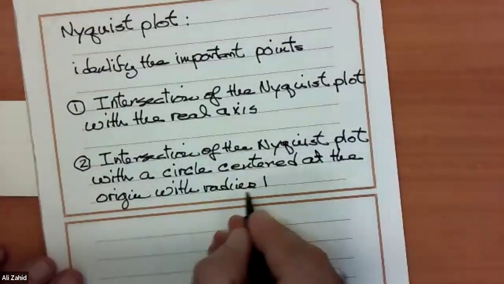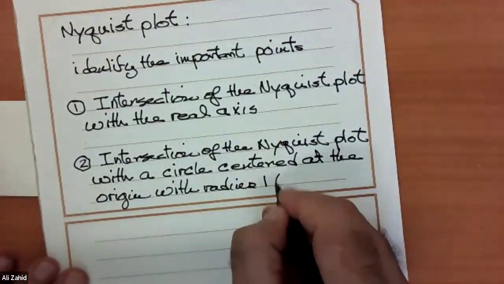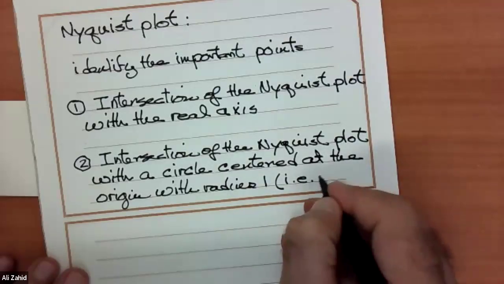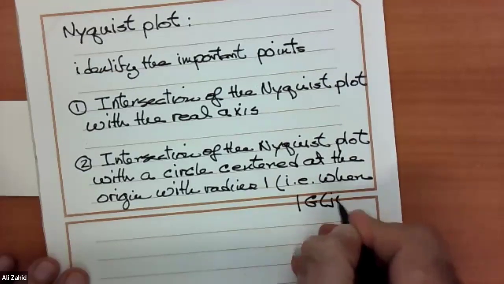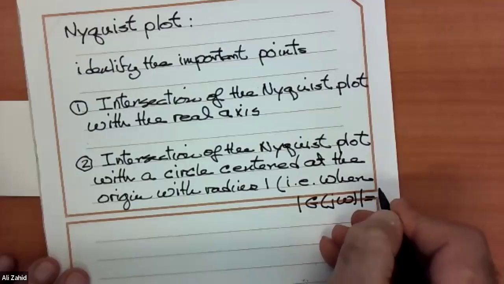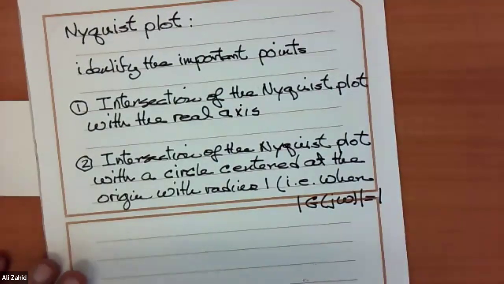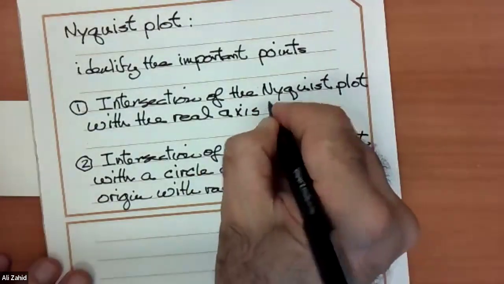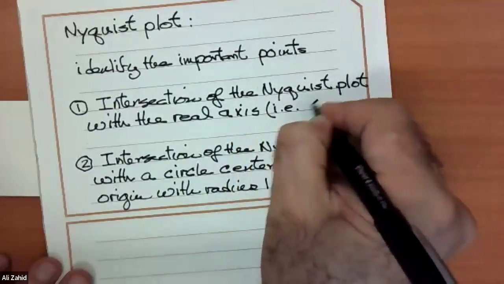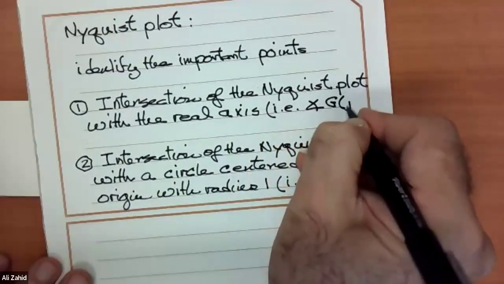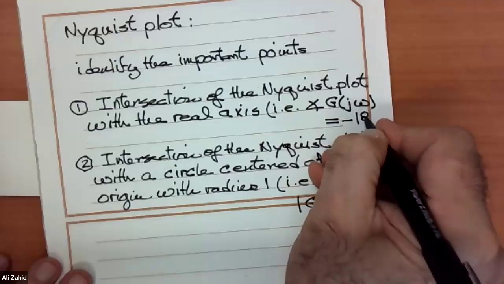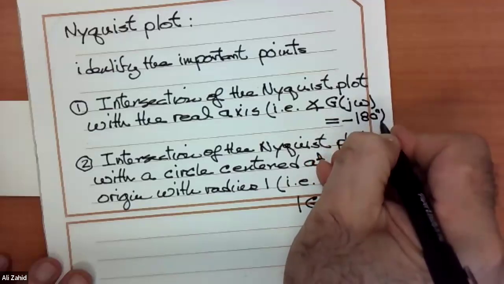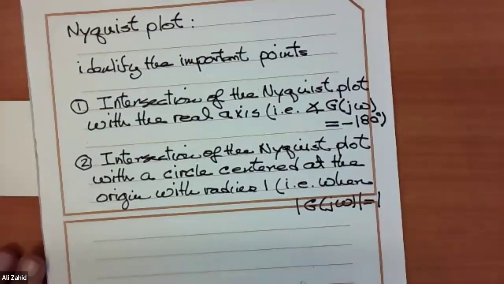By the way, when I say centered at the origin with the radius one, i.e., when the magnitude of G(j omega) is equal to 1. Clear? And what does this mean? I.e., when the phase angle of G(j omega) is equal to minus 180 degrees. Did you get it?